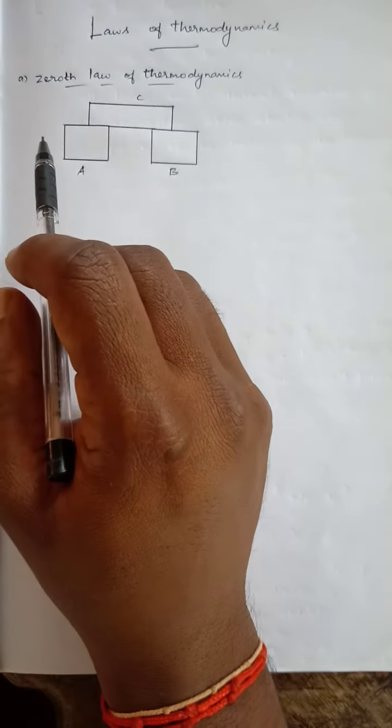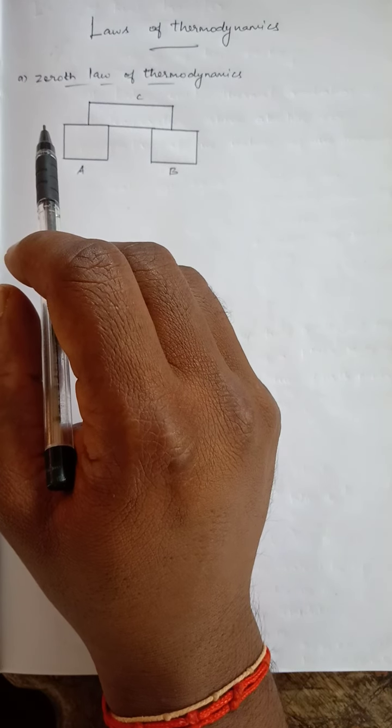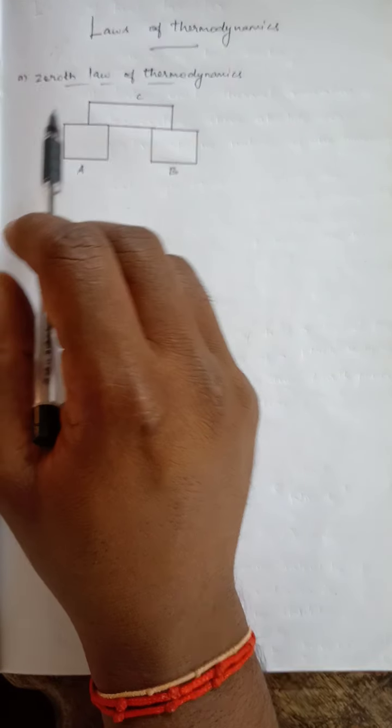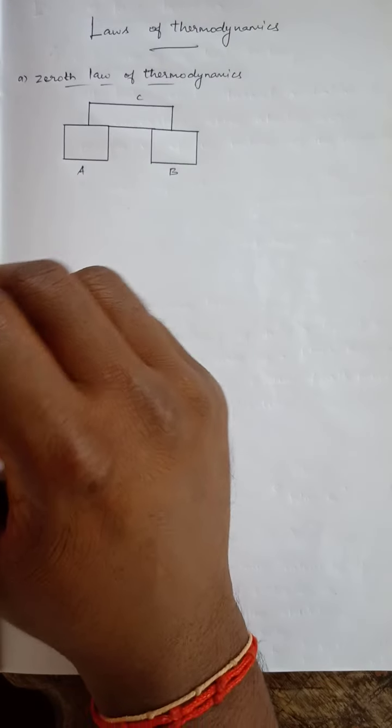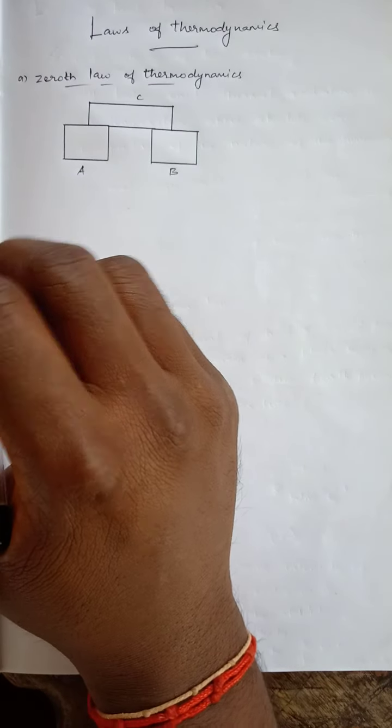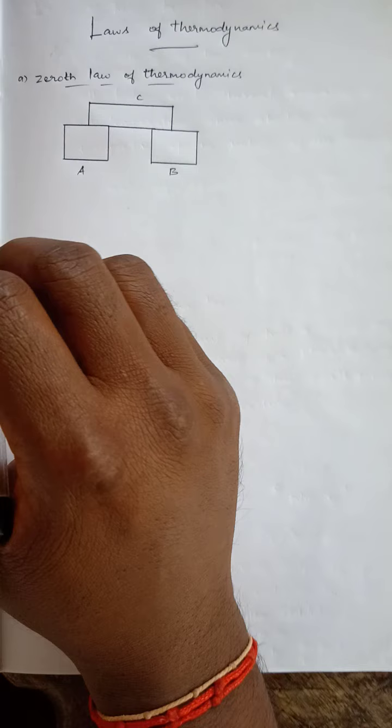Laws of thermodynamics. There are three laws of thermodynamics. The first one is called the zeroth law of thermodynamics. The second one is the first law of thermodynamics. Then the last is the second law of thermodynamics.